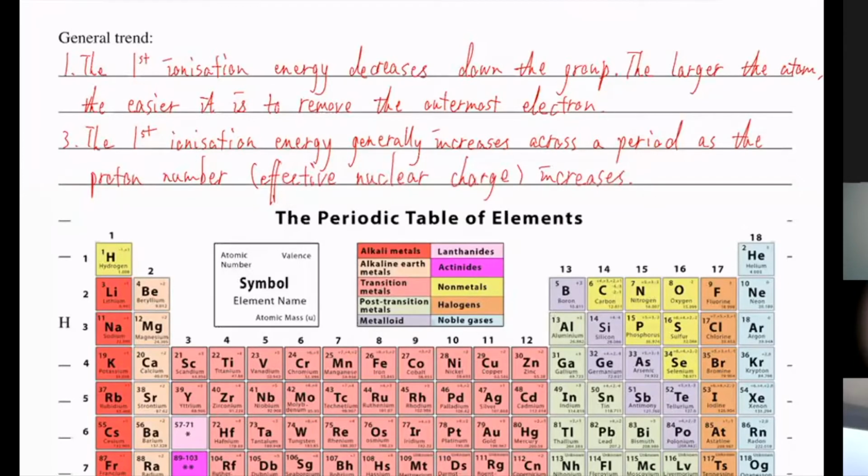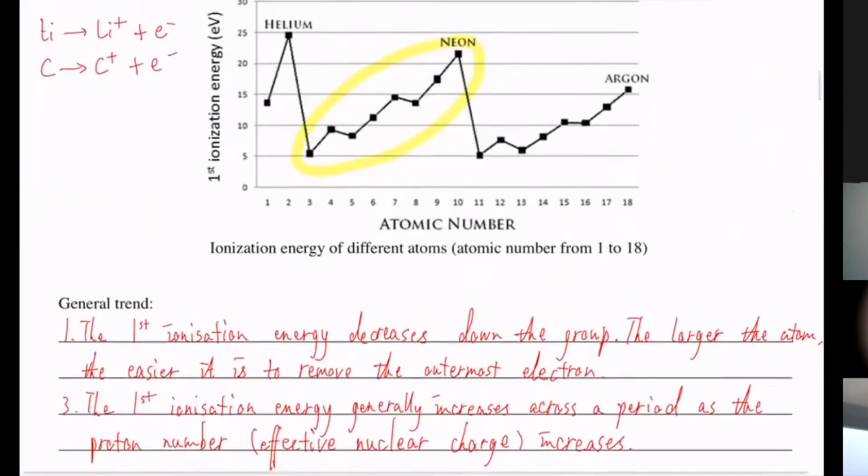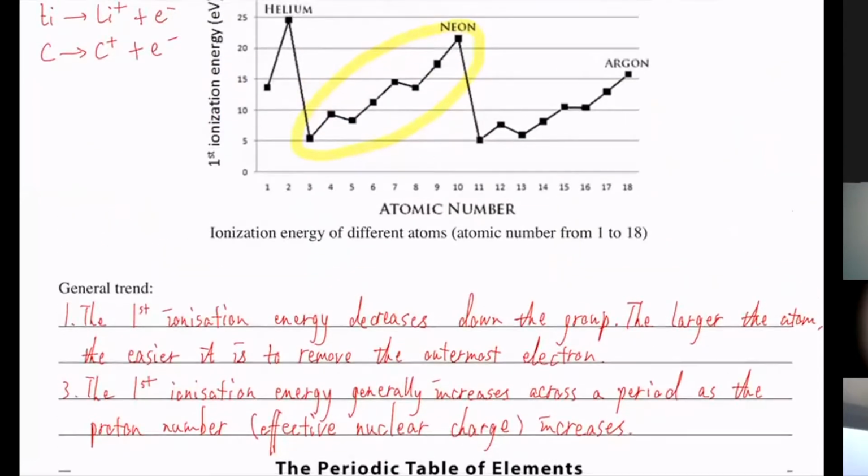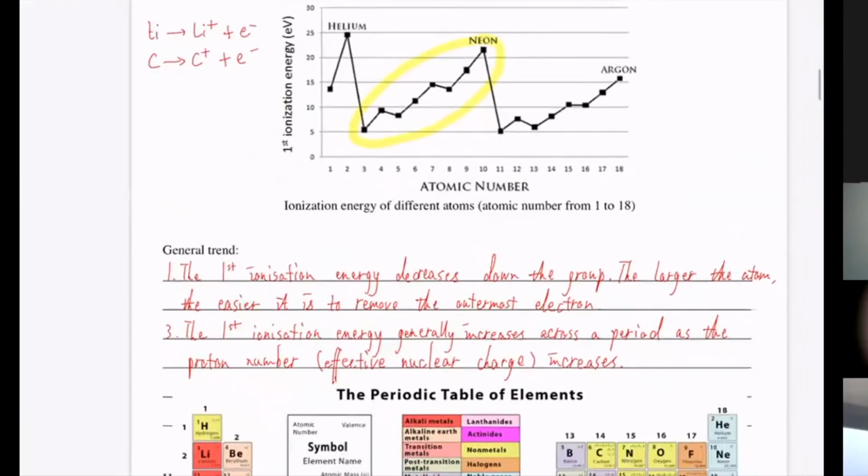Okay, so for lithium, it got 3 protons in the nucleus, so the effective nuclear charge is +3. For beryllium, it got 4 protons in it, so +4. Okay, so the outermost electron receives greater attraction towards the nucleus. Okay, so that's a general trend. We say it's generally increased, but also you could spot out 2 exceptions on this diagram. Can you spot out what element it is?